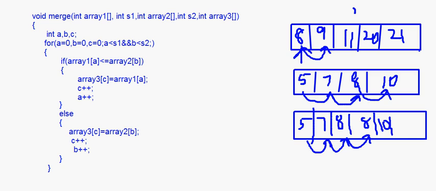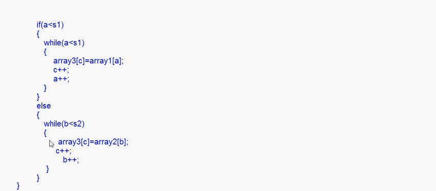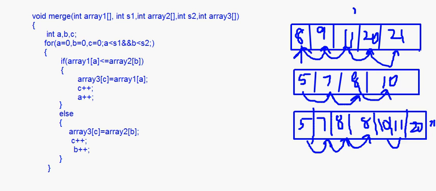So here these elements 11, 20 and 21 will be put here. Array3[C] is equal to array1[A], C++ and A++. So these elements you will keep on putting like this, 11, and this will be advanced here, this will be advanced here, then 20 will be put. So this goes on and 21 will be put, right? So this is the condition here which says while A less than S1, so it will go on till A is no longer less than S1, the size of that array, fine. So this is basically the merge function which you have to write. This is what you have to learn properly.